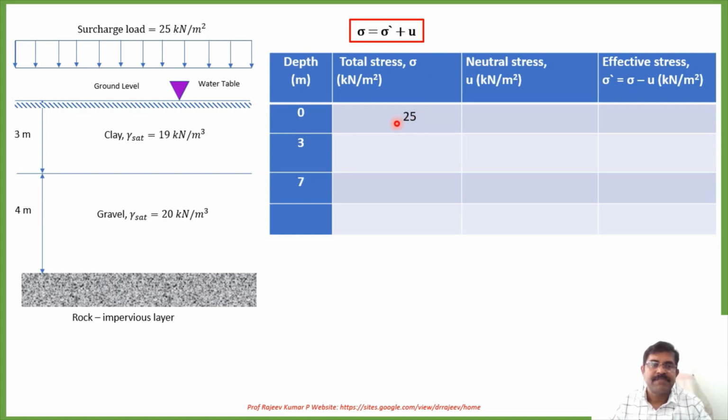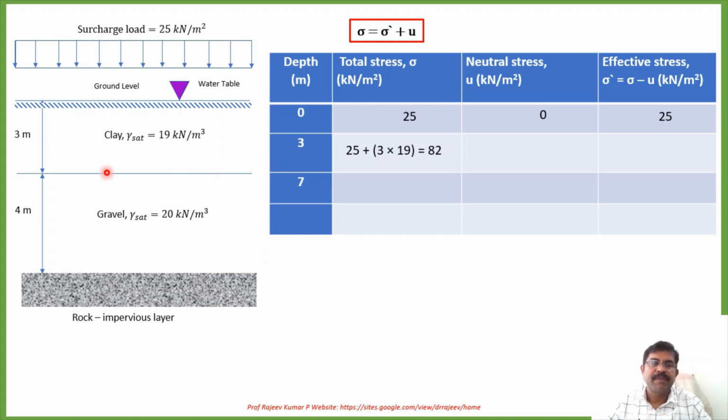In earlier cases, when there is no surcharge loading, the total stress which is acting at the ground surface is taken as 0. And neutral stress at the ground level is taken as 0 because the water pressure starts from the ground surface, because water level is up to the ground surface. Then the effective stress is nothing but sigma minus u, that is 25 kN per meter square.